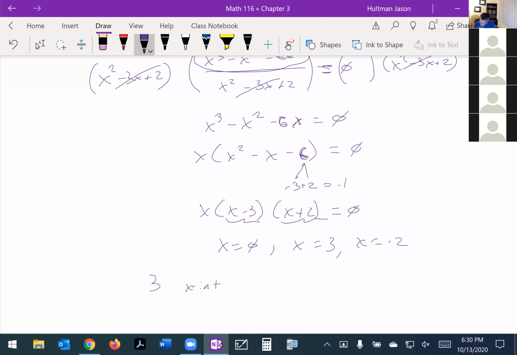Okay, 3 x-intercepts at where? Well, when x is equal to 0, y was 0. When x was equal to 3, y was 0. And when x is equal to -2, y was 0. Okay, so 3 x-intercepts.